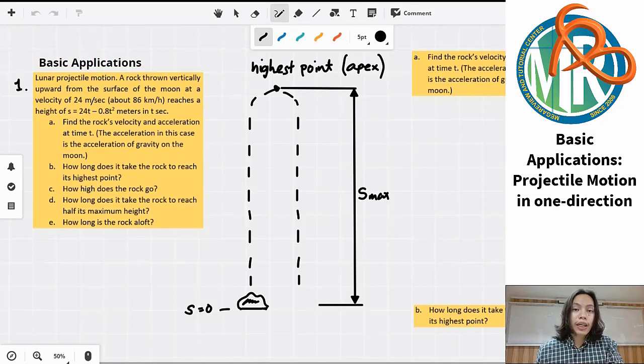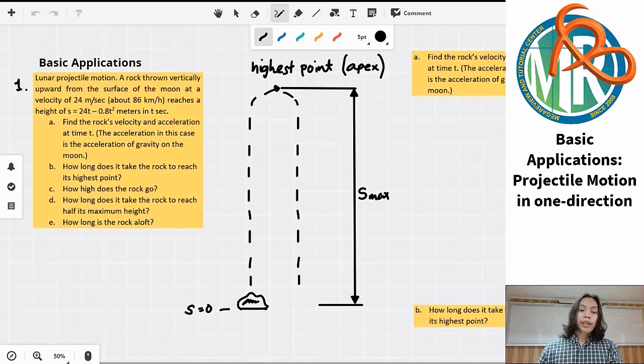So we're given a function, the height as a function of time. We are asked to find the rock's velocity and acceleration at time t. The acceleration in this case is the acceleration of gravity on the moon. Next, we are asked B, how long does it take the rock to reach its highest point? C, how high does the rock go? D, how long does it take the rock to reach half of its maximum height? And E, how long is the rock aloft, or how long is it suspended in air?